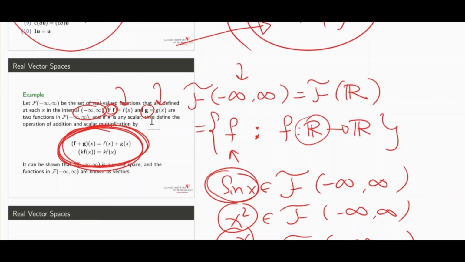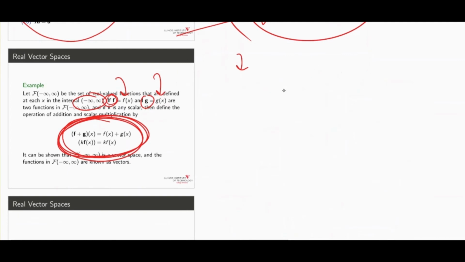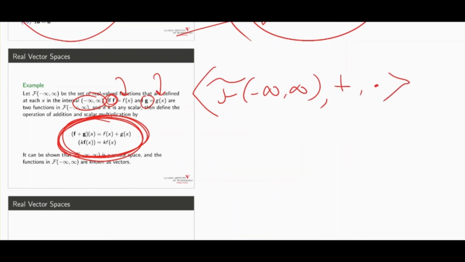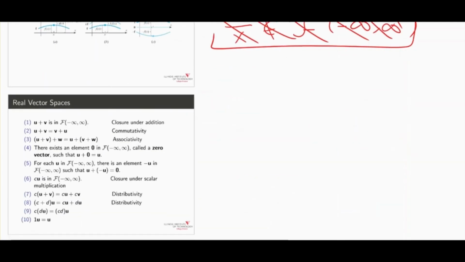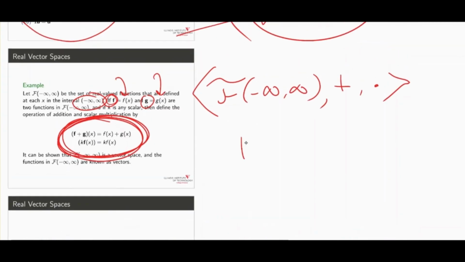What I'm claiming is that you can go through this and verify yourself that this set, together with the addition and scalar multiplication defined like this, satisfies these 10 axioms. So again, this is basically the same as Rn together with the plus and the scalar multiplication right here. They are basically the same thing.